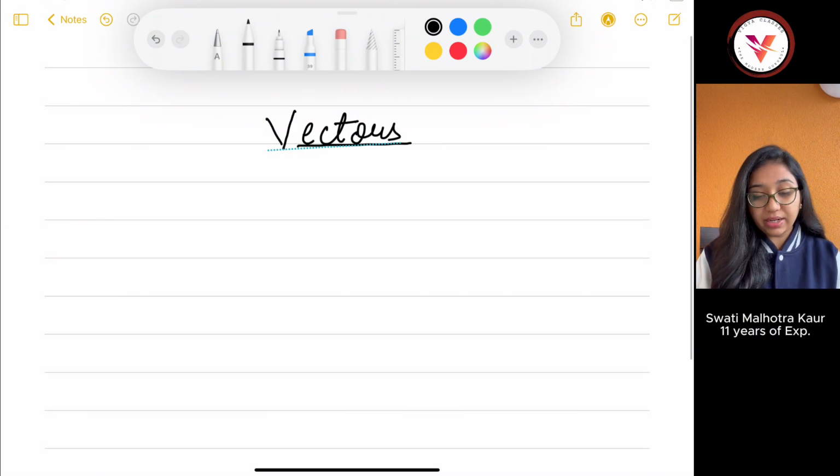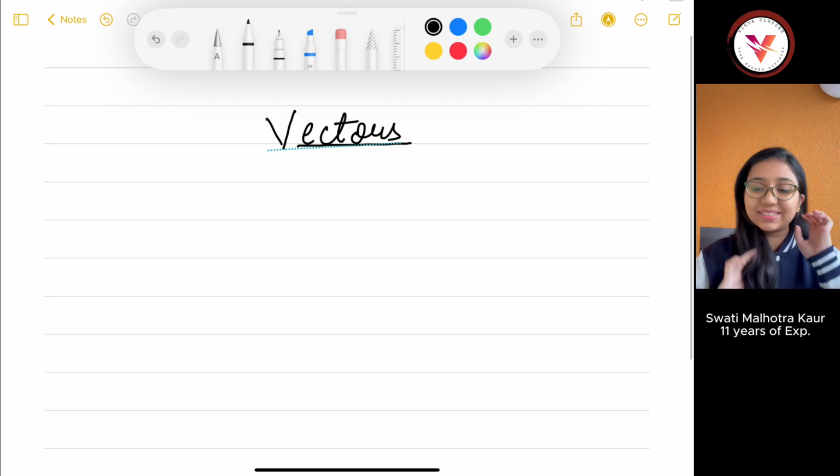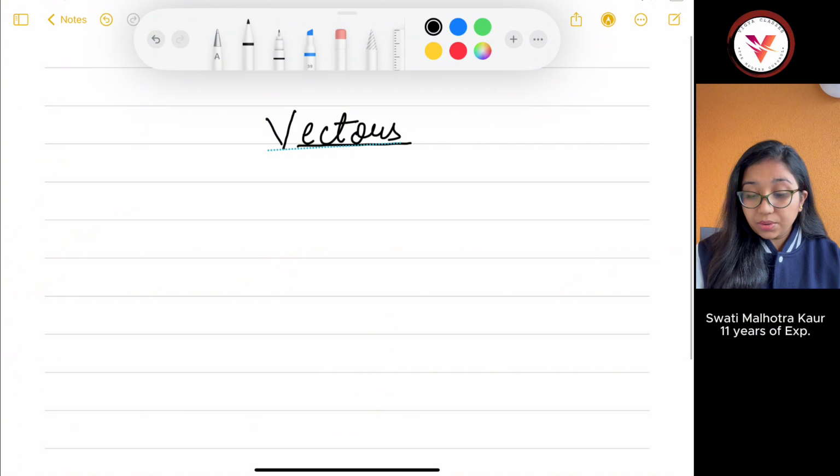Right now we are doing vectors and we'll move forward to mechanics, kinematics, and all those mechanics topics. Okay, so let's begin with the scalar product today.